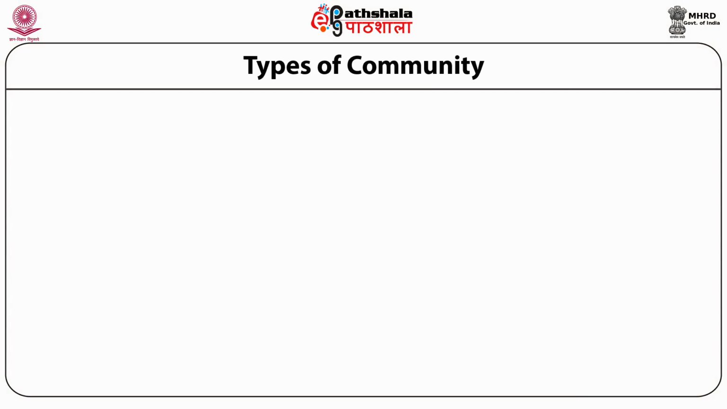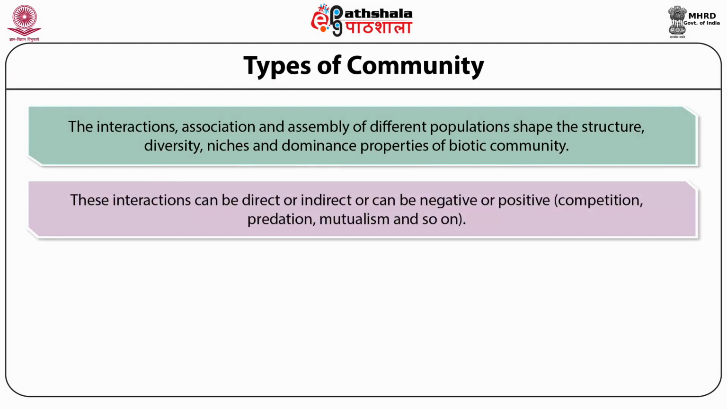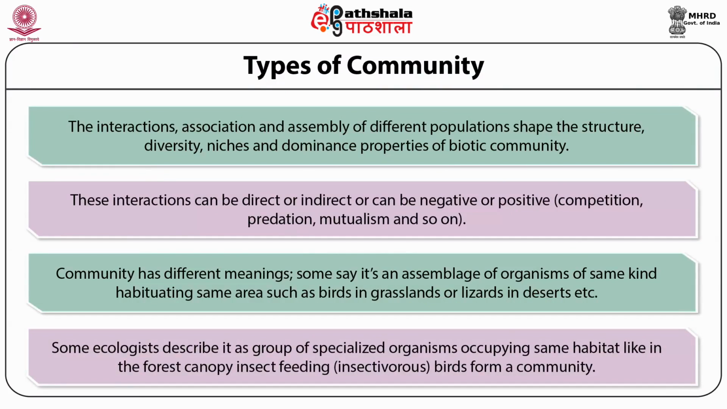Types of community: the interactions, associations, and assembly of different populations shape the structure, diversity, nature, and dominance properties of the biotic community. These interactions can be direct or indirect, negative or positive: competition, predation, mutualism, and so on. Community has different meanings. Some say it is an assemblage of organisms of some kind inhabiting an area, such as birds in grassland or lizards in desert. Some ecologists describe it as a group of specialized organisms occupying the same habitat, like insectivorous birds feeding on insects in the forest canopy forming a community.